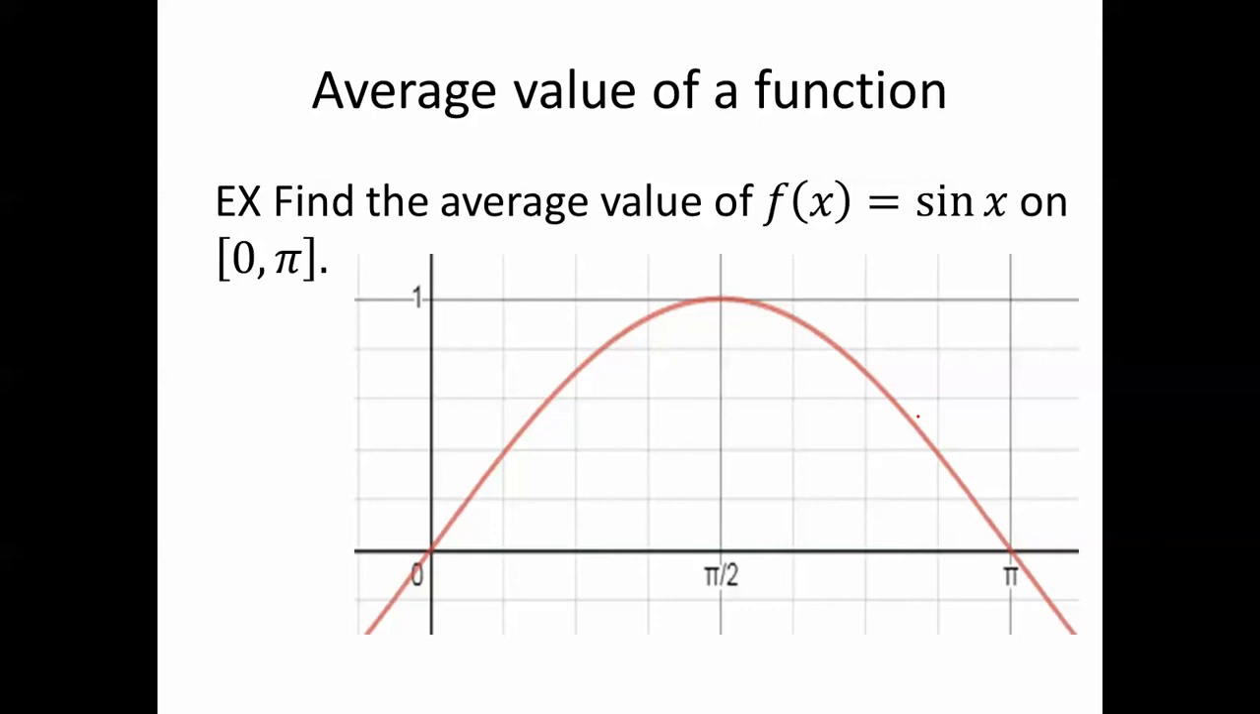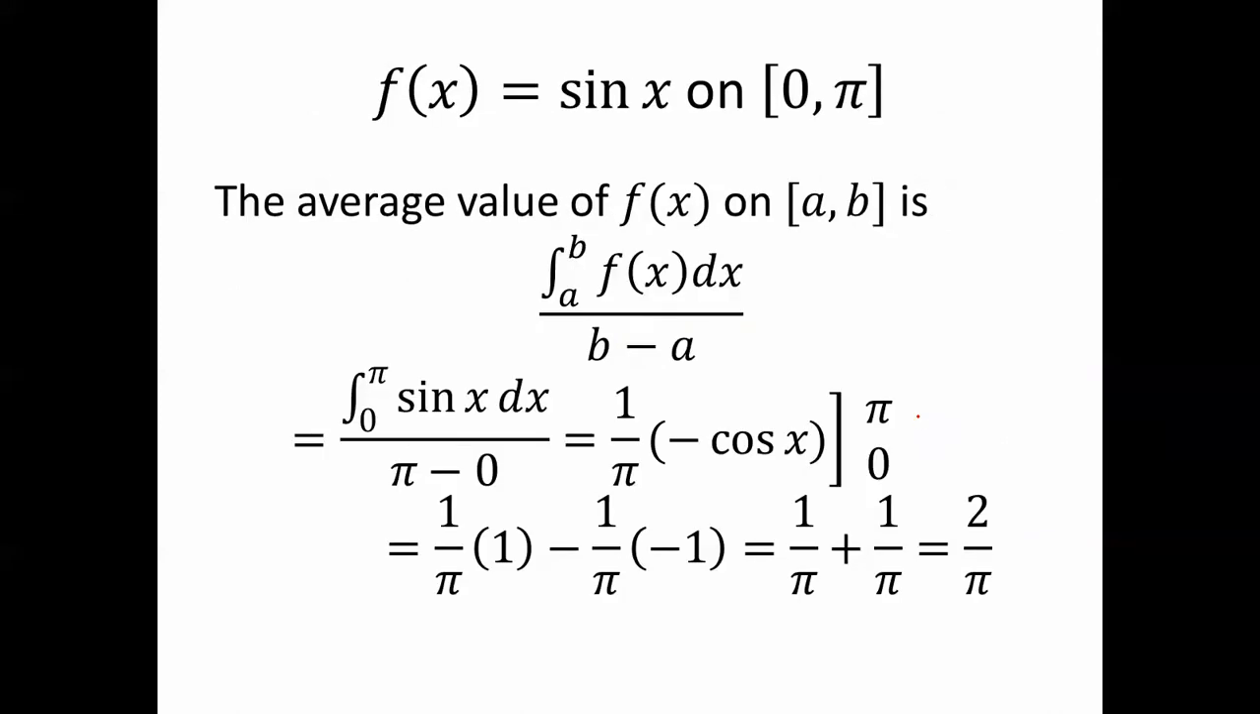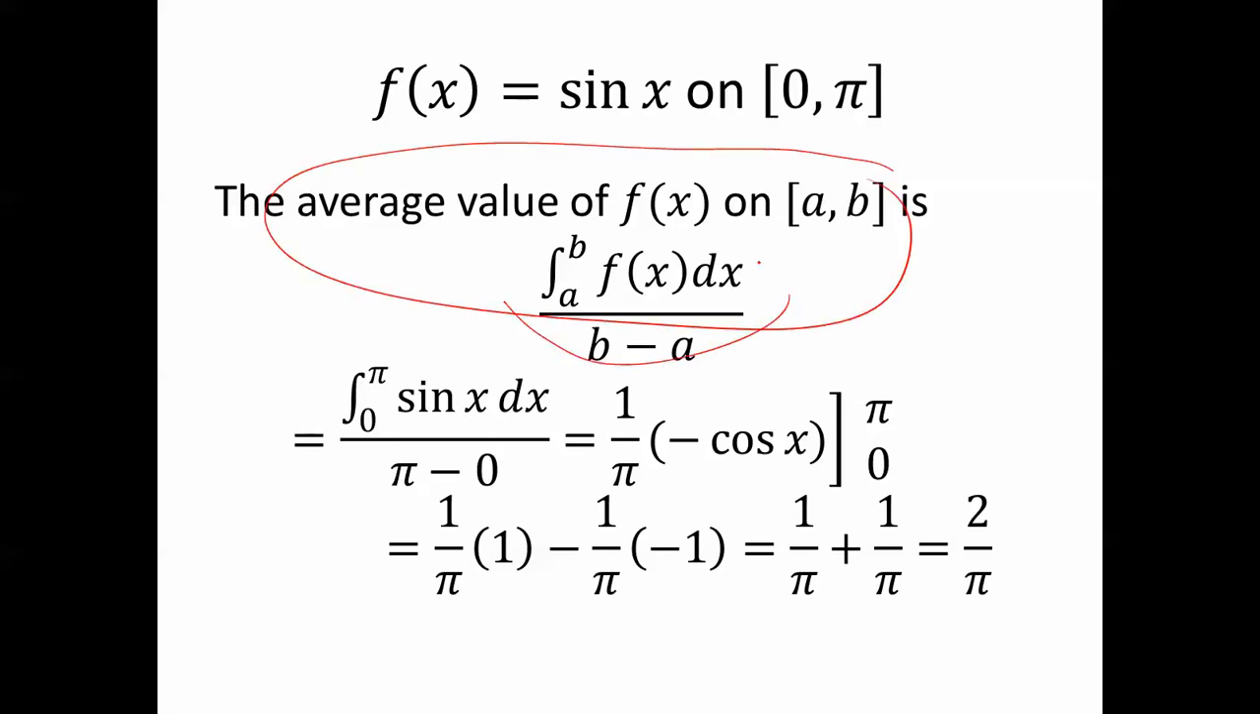x in the interval from 0 to pi. Okay, so f of x equals sine x in the interval from 0 to pi. Again, here's the formula we saw earlier. Average value is going to be the integral from a to b of f of x dx over b minus a. In this case, f of x is sine x, and our limits of integration a and b are going to be 0 and pi. So 0 and pi, and then we have pi minus 0 on the bottom, b minus a.